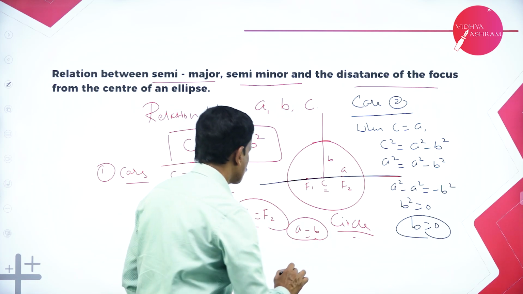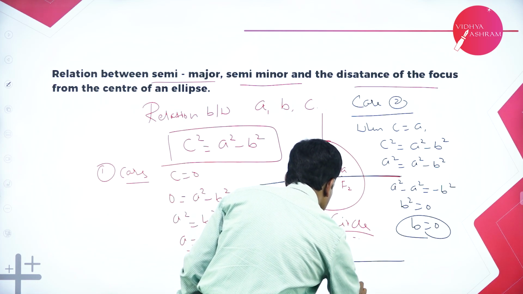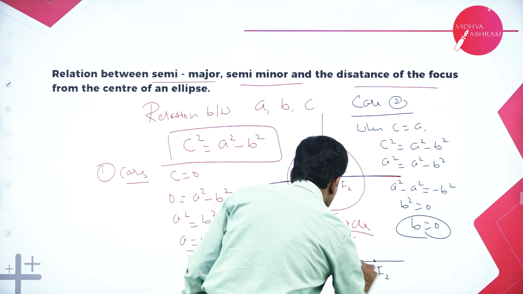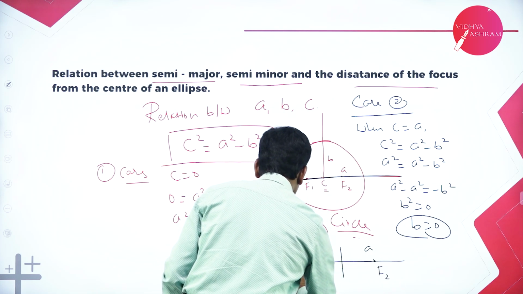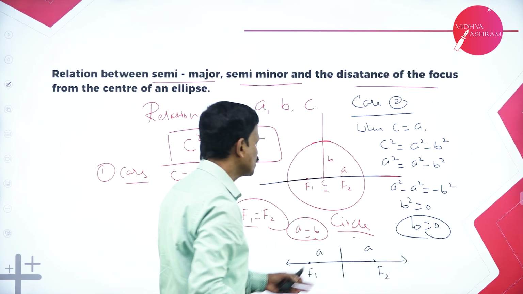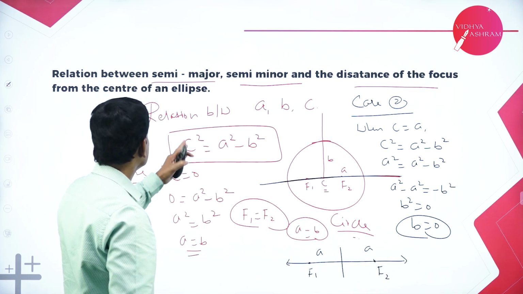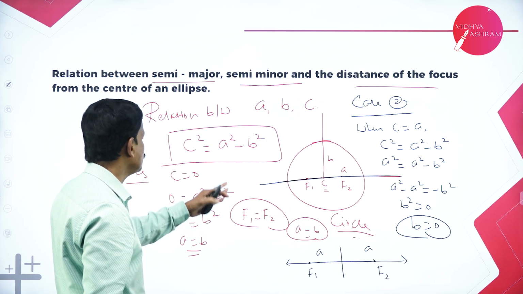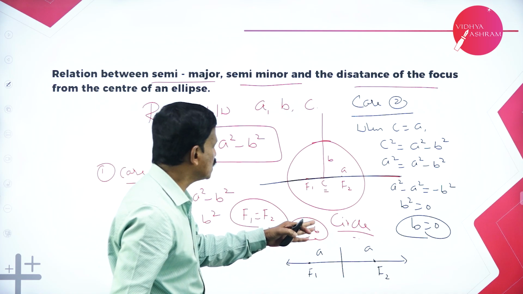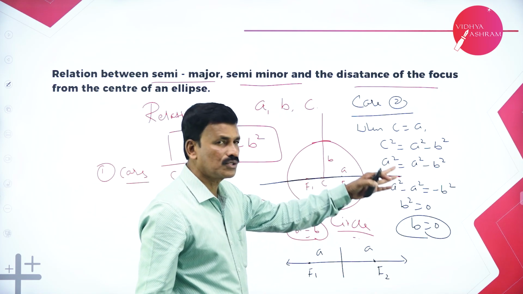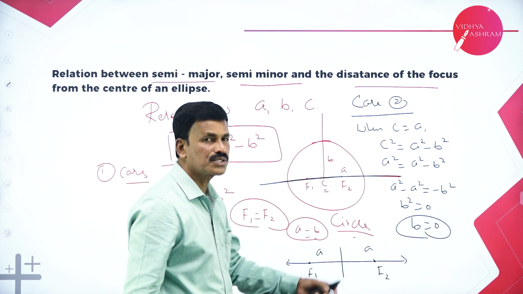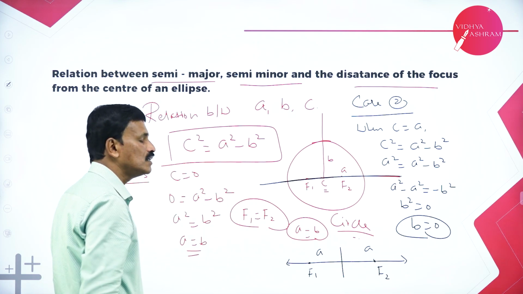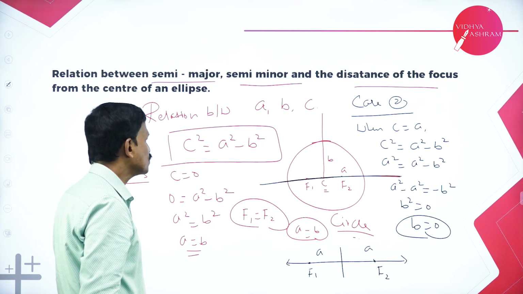If B is equal to 0, then it will reduce to a line segment. So, this is F1, F2, this is A and A. This becomes a line segment. So when C is equal to 0, A is equal to B, then the ellipse becomes a circle. And if C is equal to A, then it reduces to a line segment. So, that is the relation between C square is equal to A square minus B square and the conditions.